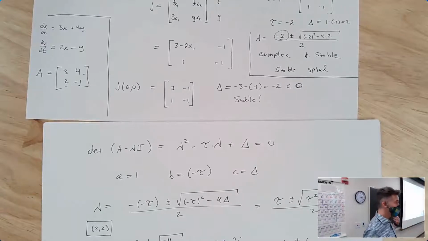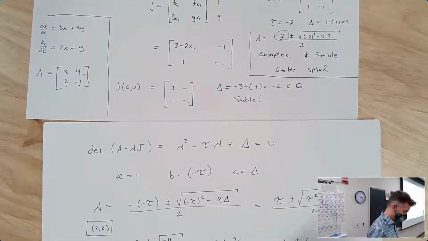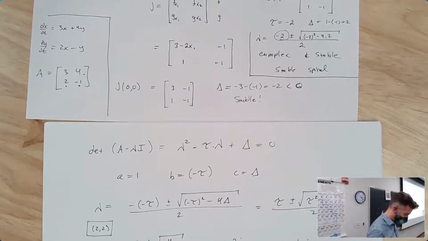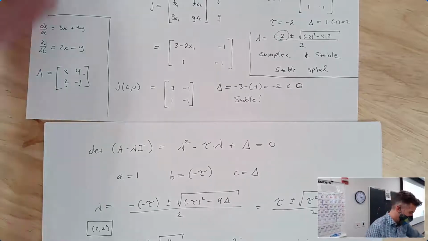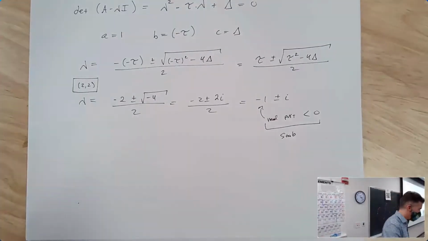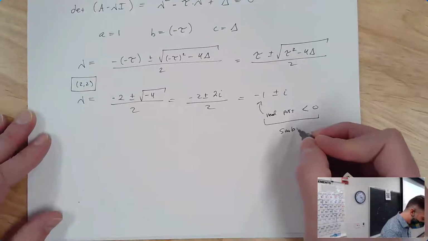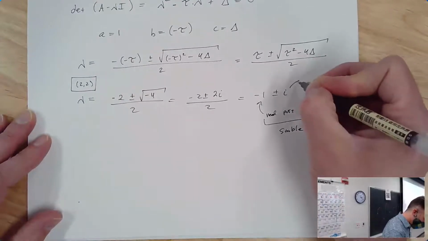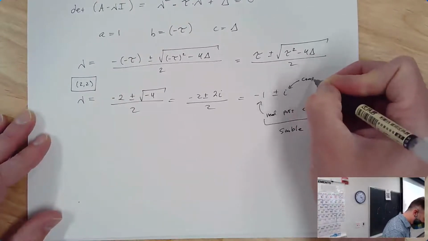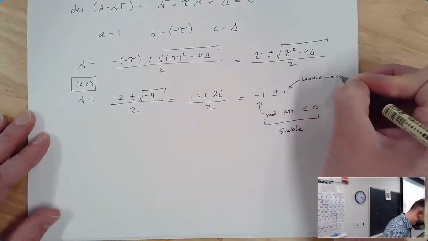And the real part is negative. That means we are stable. Oh, sorry. Yeah, thanks. So the real part being negative means we're stable. Complex means we have a spiral.